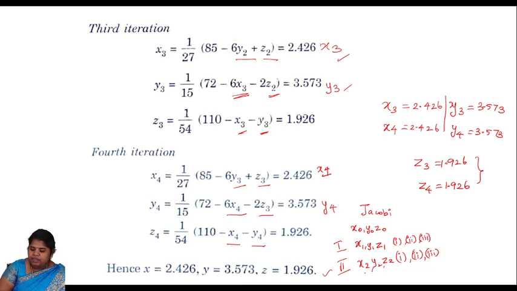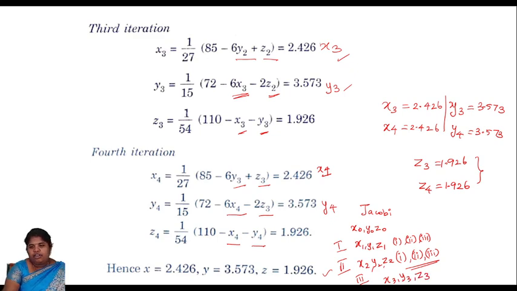Similarly, to obtain the third iteration, in the place of x, replace x2, in the place of y, replace y2, in the place of z, replace z2. In all the three equations, we get x3, y3, z3. So, the procedure is repeated.